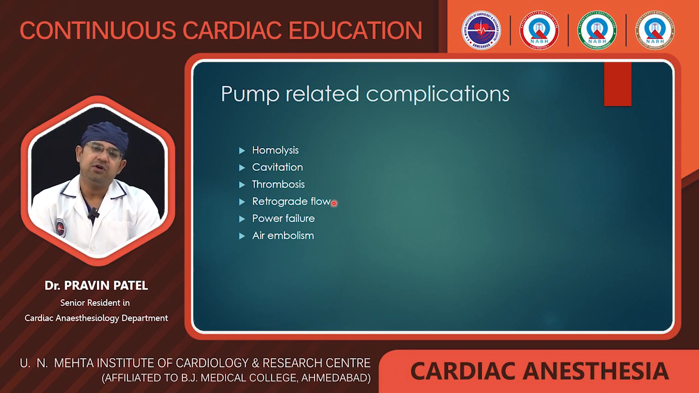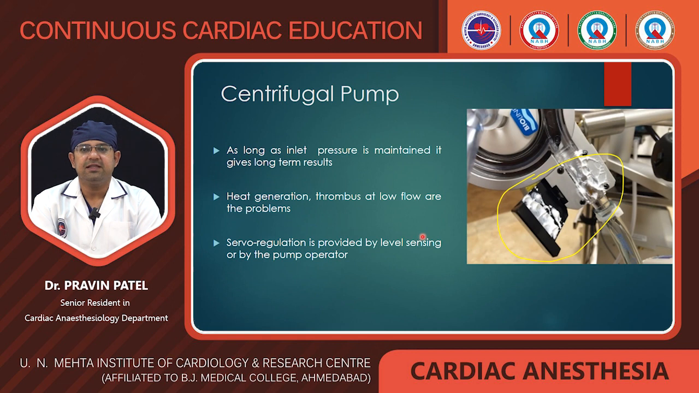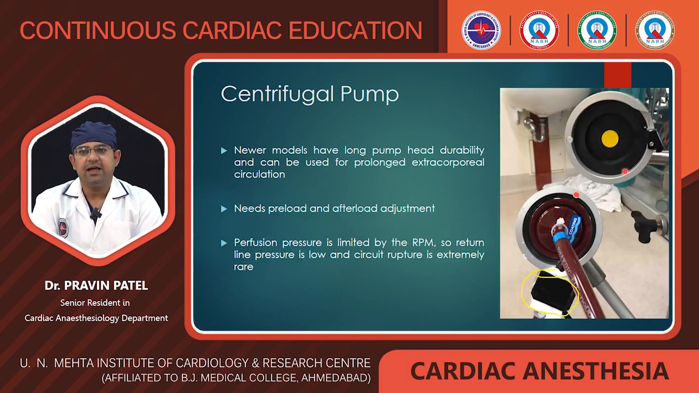When the centrifugal pump stops, there is a retrograde flow. This is especially in VA ECMO, where arterial pressure is more than the venous pressure. Power failure, one has to be very careful about power failure. The battery has to be properly charged. If there is a power failure, then one has to be ready with the manual hand crank. And obviously there is always a risk of air embolism. These are the hand cranks which are mounted on the ECMO machine nowadays.